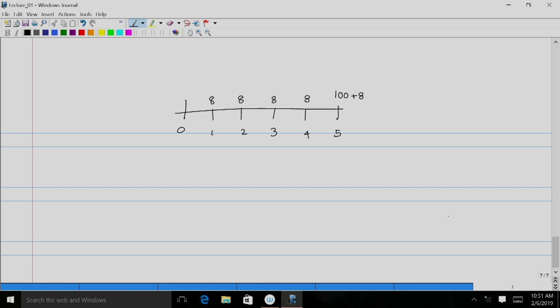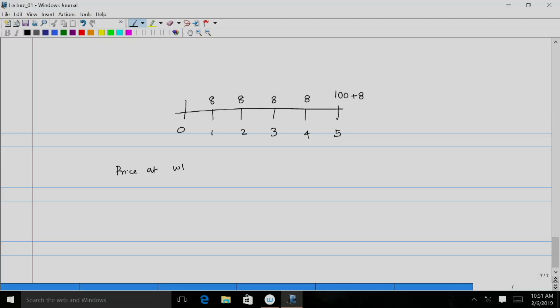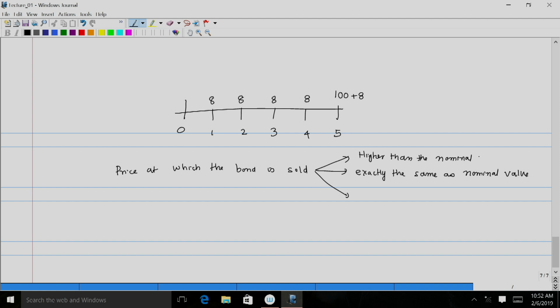Next, we again look at the classification of bonds from the point of view of the nominal value. The price at which the bond is sold can either be exactly the same as the nominal value. The second alternative is that the price is higher than the nominal value, and the third is that the price is lower than the nominal value.